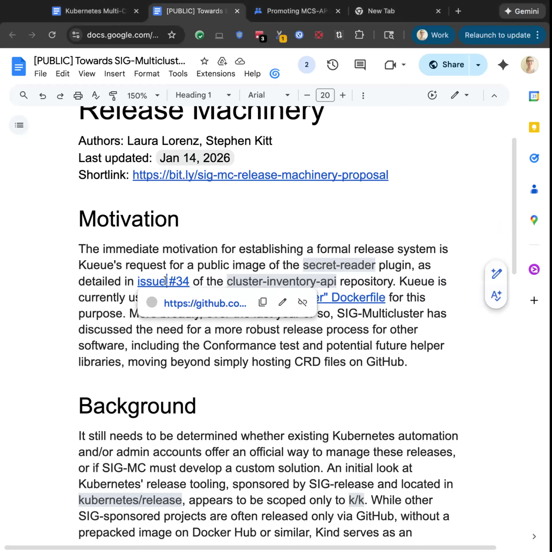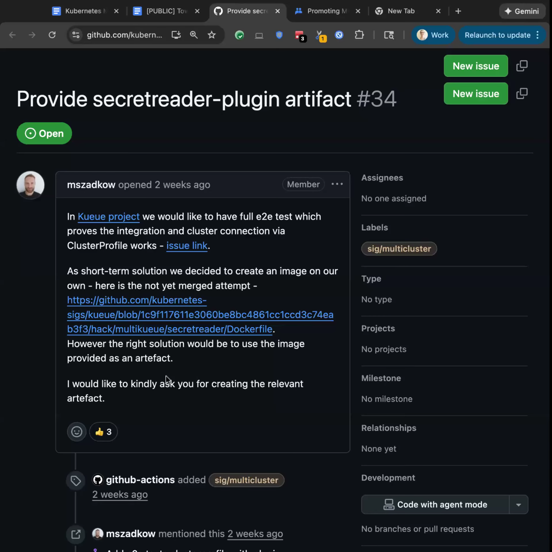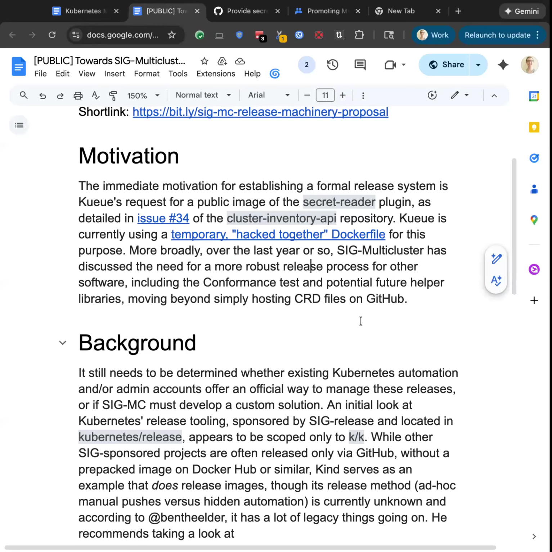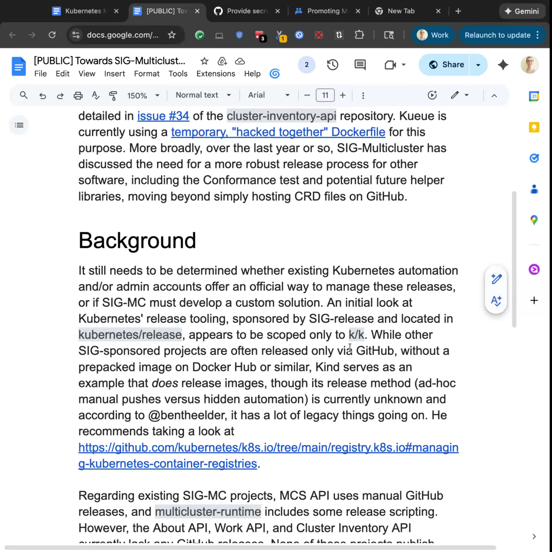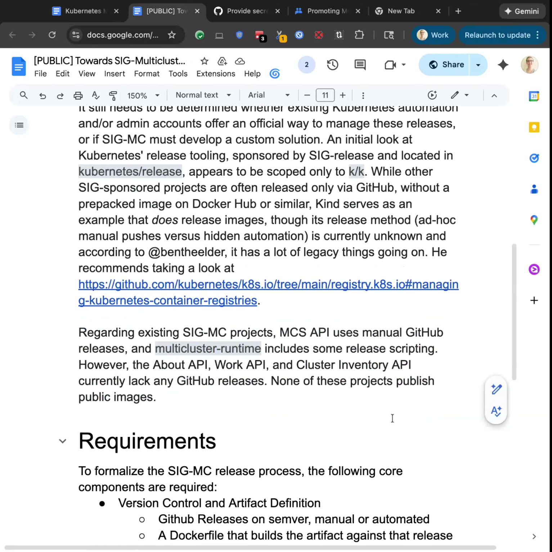There's a particular case where someone is looking for a published Docker image that has the secret reader plugin already in it. So this is a doc that's pulling together some of the notes of that, some background about current Kubernetes support for SIGs releasing software and the status of the current SIG projects regarding what they even do.